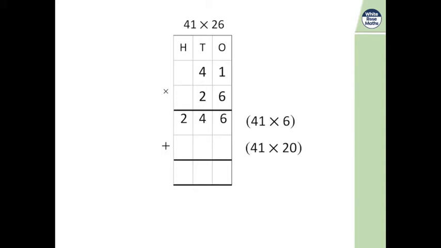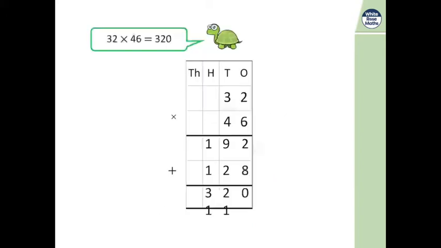Next step, we're now going to multiply 41 times 20. Can you remember what our first step is? Of course, you need to place a 0. This is the crucial part in long multiplication. Place the 0 down. And now, 2 times 1, 2. 2 times 4, 8. Finally, add them together. 6 plus 0, 6. 4 plus 2, 6. 2 plus 8 is 10. And there's your answer. 1066.